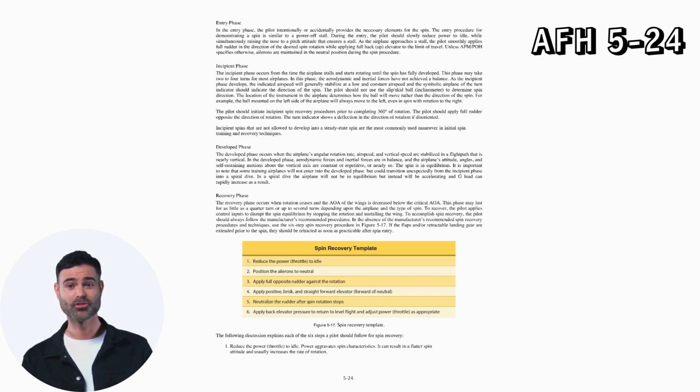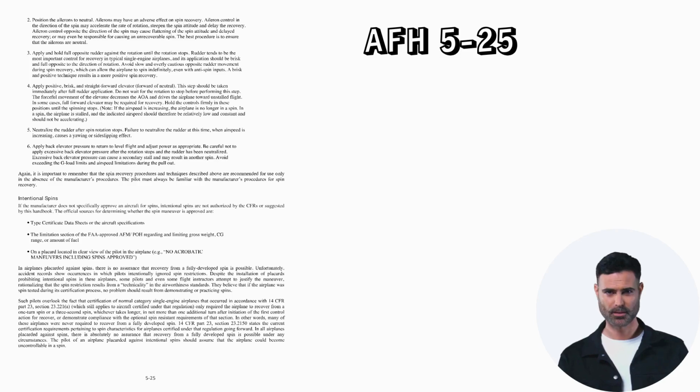1. Reduce the power (throttle) to idle. Power aggravates spin characteristics. It can result in a flatter spin attitude and usually increases the rate of rotation. 2. Position the ailerons to neutral. Ailerons may have an adverse effect on spin recovery.